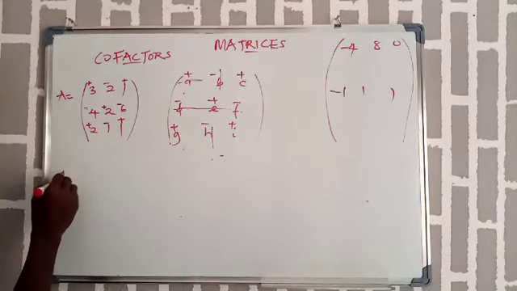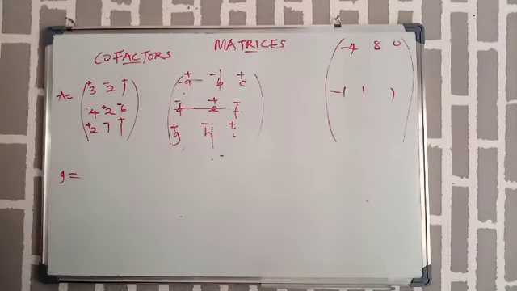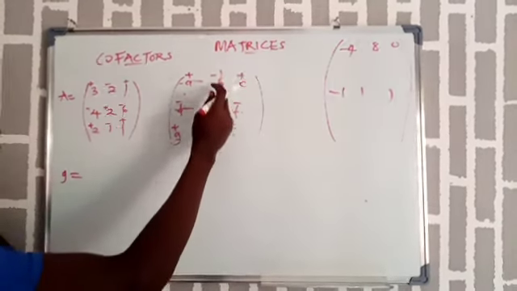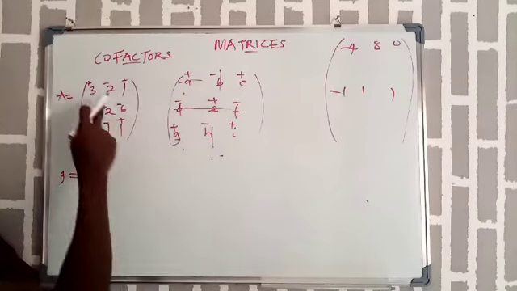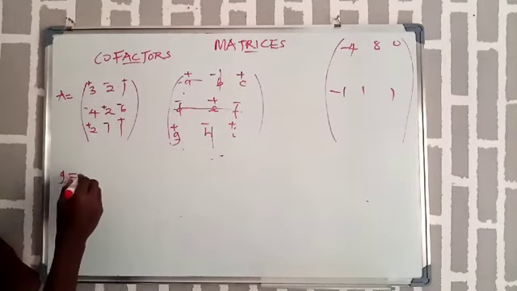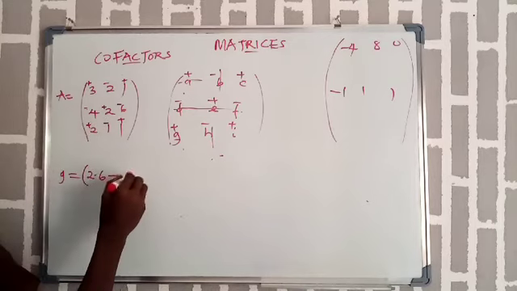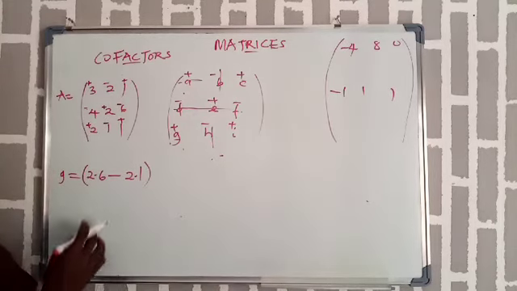Do for G. Now we cover here and cover here. So we are left with B, C, E, F. That's 2, 1, 2, 6. So 2.6 minus 2.1. 2.6 is 12. 12 minus 2 is 10.